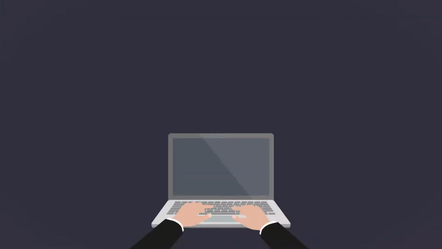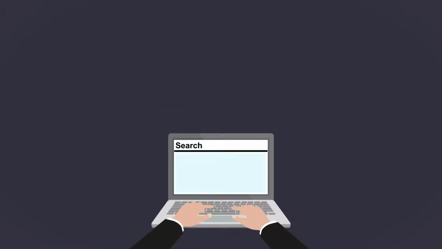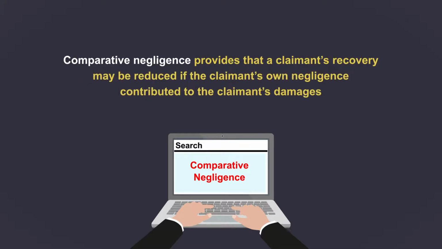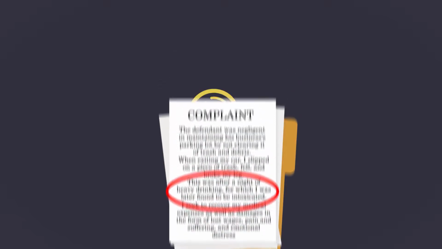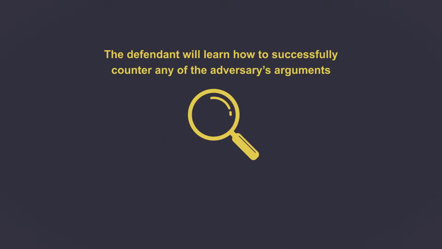Now, if the defendant or his attorney took enough time to research the adversary's legal claim of negligence, he may realize that one of his potential defenses is a claim of comparative negligence. Comparative negligence provides that a claimant's recovery may be reduced if the claimant's own negligence contributed to the damages. When reviewing the facts in the example, it's highly possible that the accident was due, at least in part, to the plaintiff's intoxication. By taking the time to adequately research the legal claims in the complaint, the defendant will learn how to successfully counter some of the complaint's arguments.